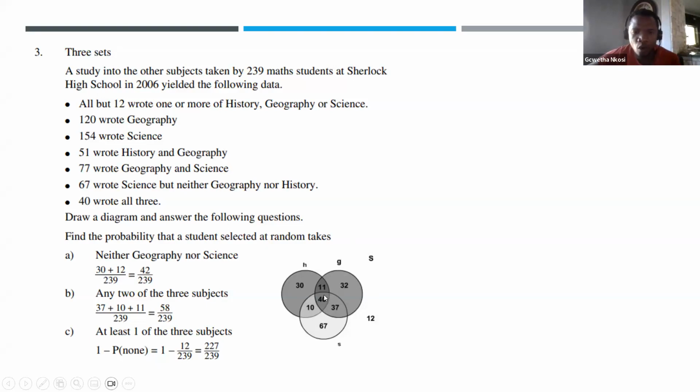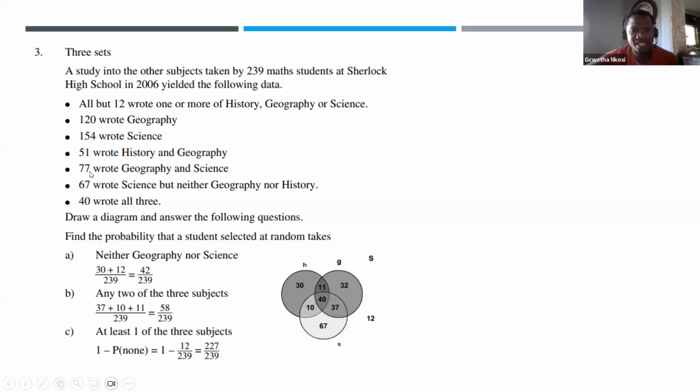I put 40. Okay, but for history and geography it is 51. Since I have 40, what's the other number that I can get to 51? Or I would say 51 minus 40, of which is 11. So these 11, they only took history and geography. There are 11 students that only took history and geography. There are only 11. Oh, all right.